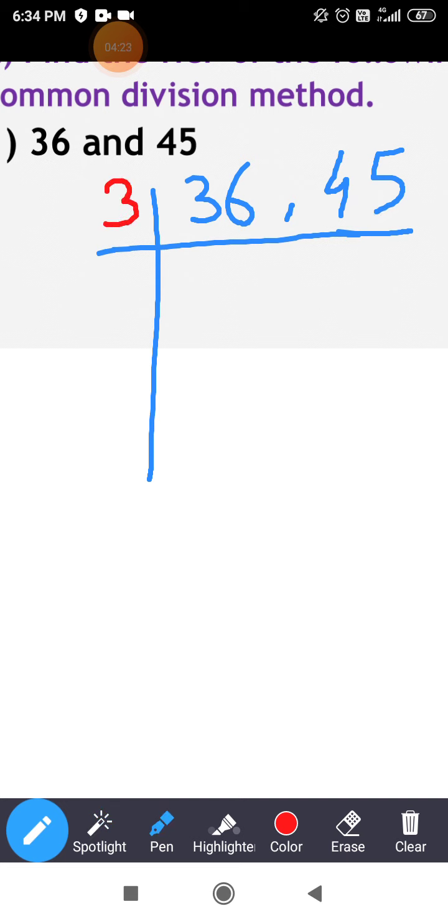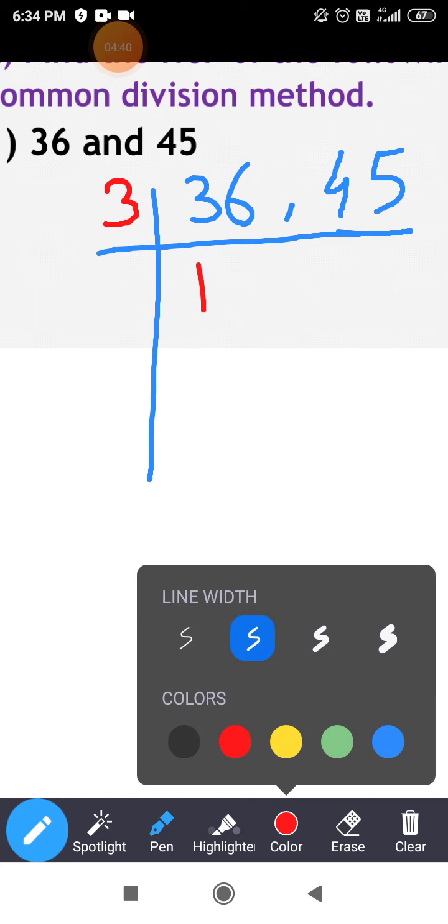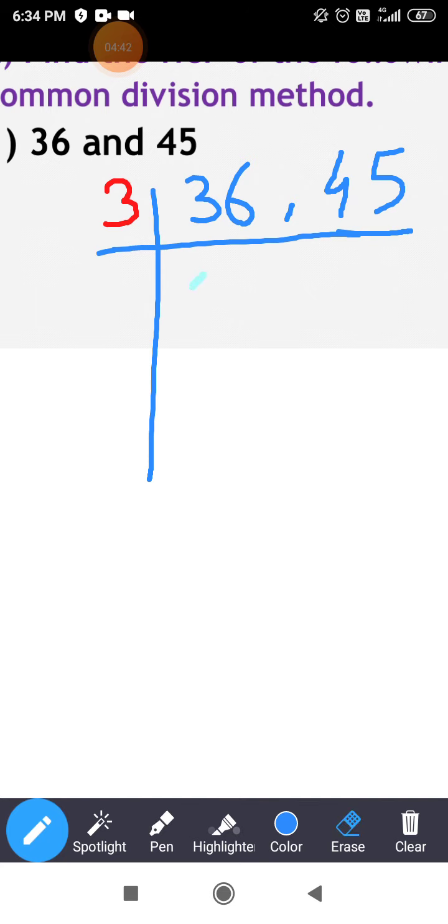The number by which you are going to divide is written right here. Now the quotient we get after dividing by 3 will be written below the number. See here, if I divide 36 by 3, 3 ones are 3 and 3 twos are 6. Now if I divide 45 by 3, 3 ones are 3, 3 fives are 15. Understood?